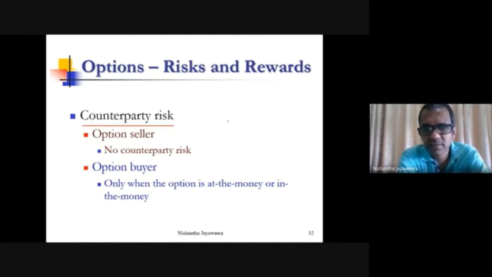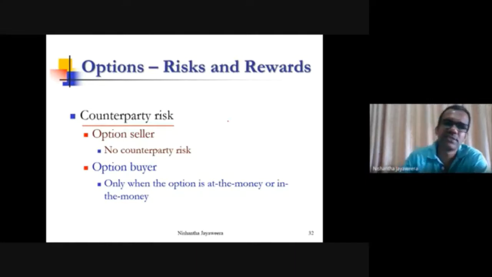The only thing is the buyer has to pay the premium. Unless the premium is paid, there's no contractual obligation from the seller's side as well. Once the premium is paid, the option seller has the contractual obligation towards the option buyer. So therefore, the option seller does not assume any counterparty risk.